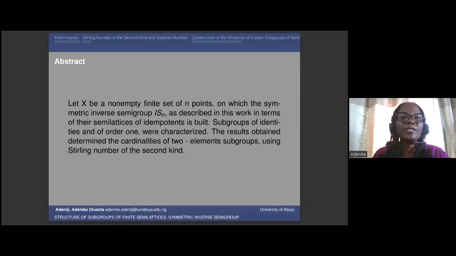Okay, so the abstract is that we let X be a finite set of endpoints and it is non-empty. We define symmetric inverse semigroup denoted by ISN, and we use the semilattices of idempotents built on this symmetric inverse semigroup. And we obtained subgroups of identities of order 1, and we also were able to determine the cardinalities of 2-element subgroups using Stirling number of the second kind.